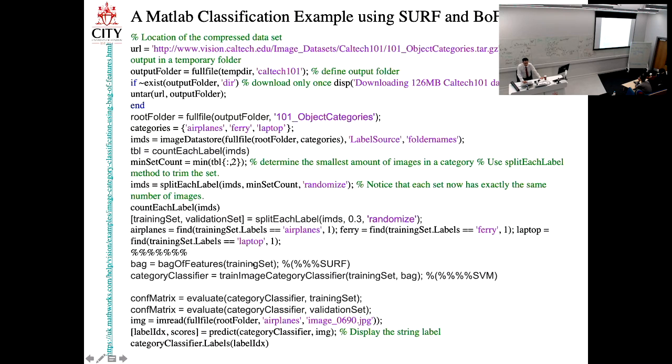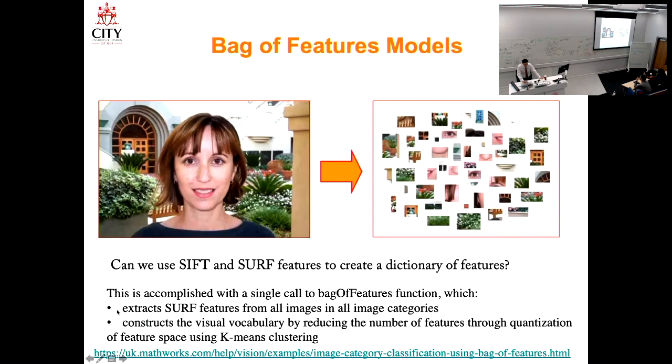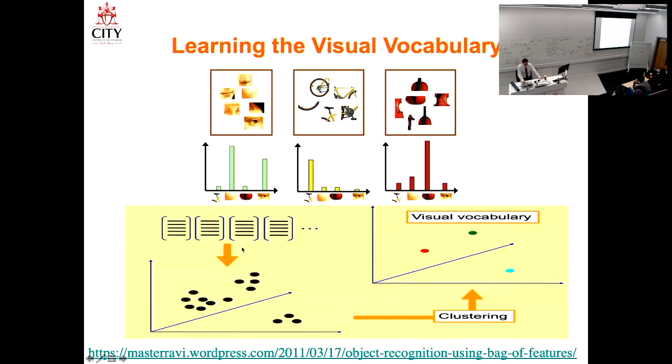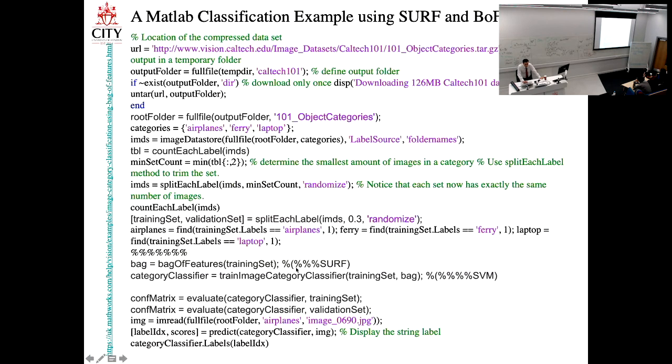So bag of features training set. So it's their training set, which is face images, in this case Caltech 101, and it creates a bag of features from your images. And we said, what does it do? It extracts SIFT features from all images in all categories and then clusters them. So once you have this bag, you use category classifier, train image category classifier, training set, and the bag.